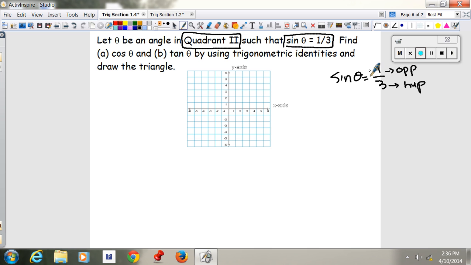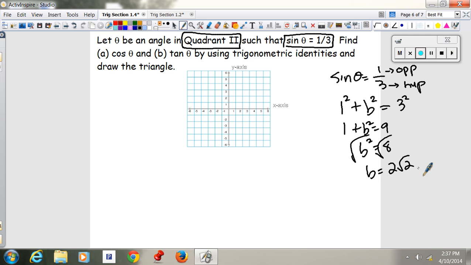Two sides, third side, a squared plus b squared equals c squared. So help me set it up. 1 squared plus b squared, we don't know the adjacent, equals 3 squared. So we're going to get 1 plus b squared equals 9. B squared is 8. Square root both sides. B is going to be 2 radical 2.